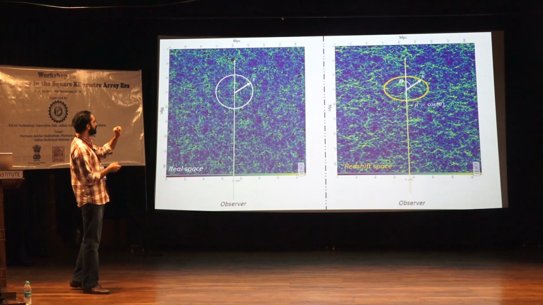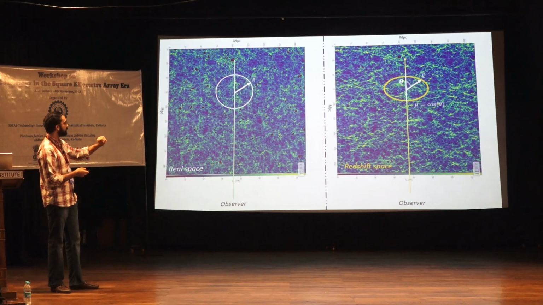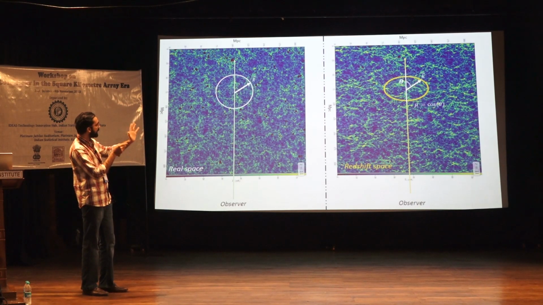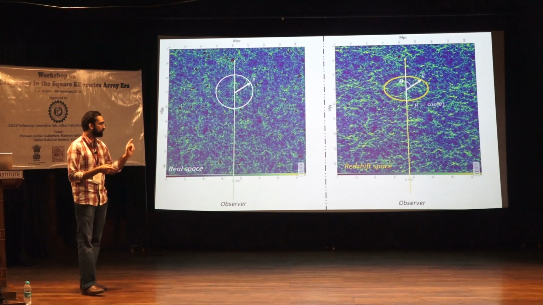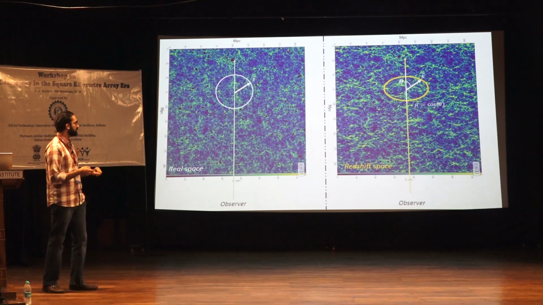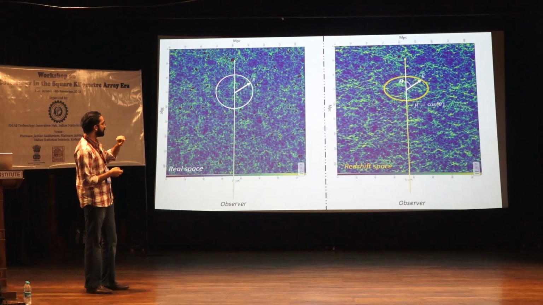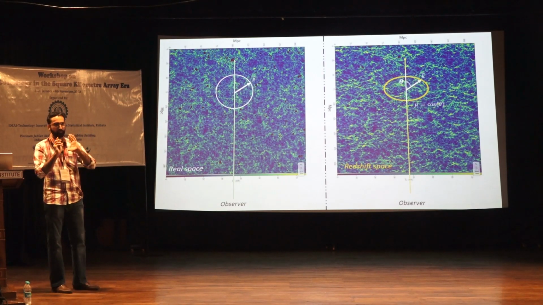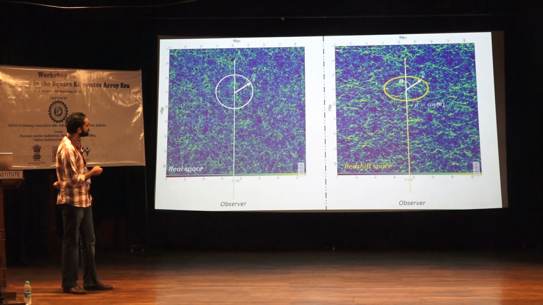Okay, so if we want to find the statistics of this field, for example the power spectrum again, the power spectrum will depend upon the orientation. The power spectrum corresponding to any K vector will depend on the orientation of this K mode, and this effect of anisotropy is quantified using this mu, which is the cosine of the angle between the line of sight direction and the K mode we are studying.